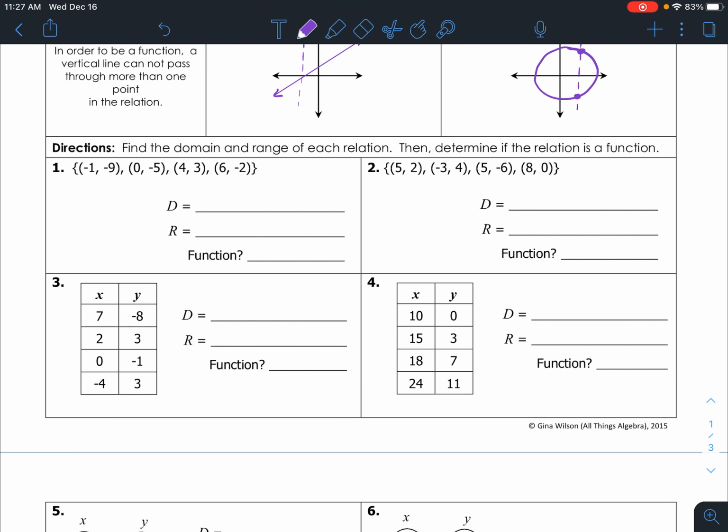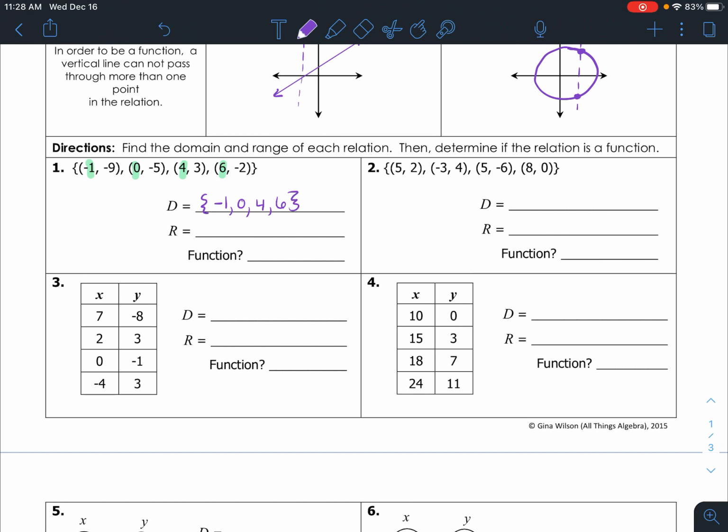So let's look at some examples here. Find the domain and range of each relation, then determine if the relation is a function. So your domain, it's your x values. So in this first example here, we are going to list our x values from smallest to largest. So our x values here are -1, 0, 4, and 6. And so that's how we're going to list them: -1, 0, 4, and 6.